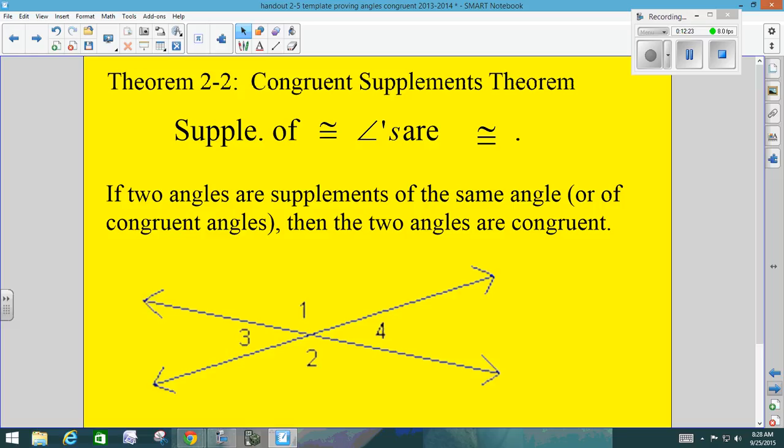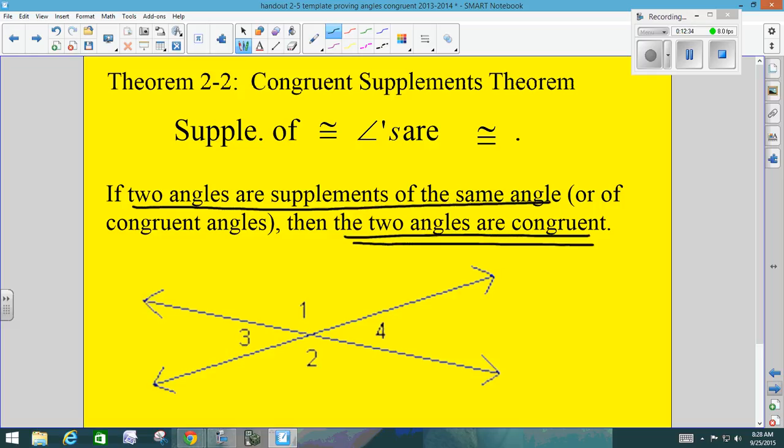This first one's called the congruent supplements theorem, which says, if 2 angles are supplements of the same angle, then the 2 angles are congruent. What does it mean to be a supplement of an angle? They add up to 180. So if I have 2 angles, let's say angle 3 and angle 4, and they're supplementary to the same angle, angle 1, because 1 plus 4 would equal 180, and 3 plus 1 would equal 180, then these 2 angles are congruent.